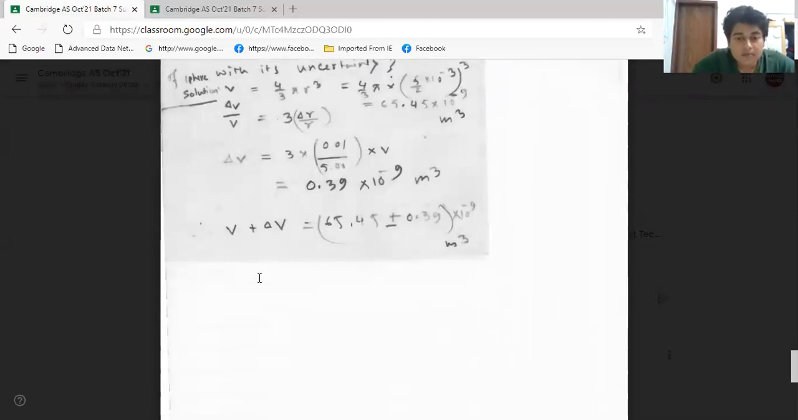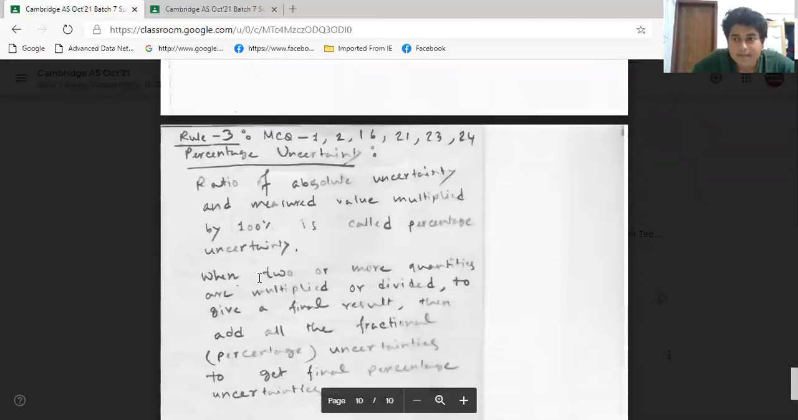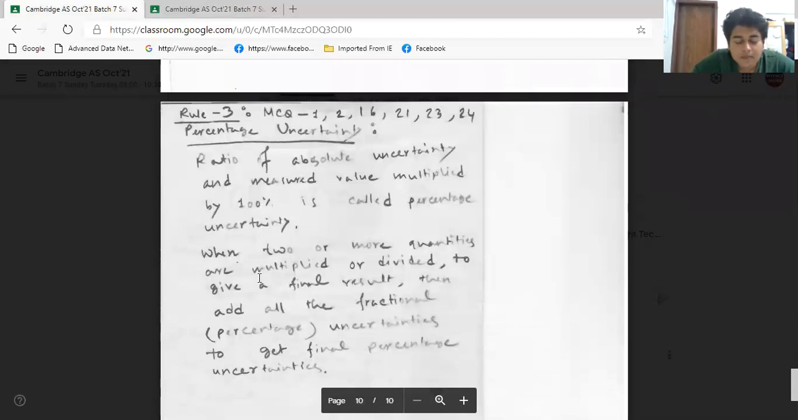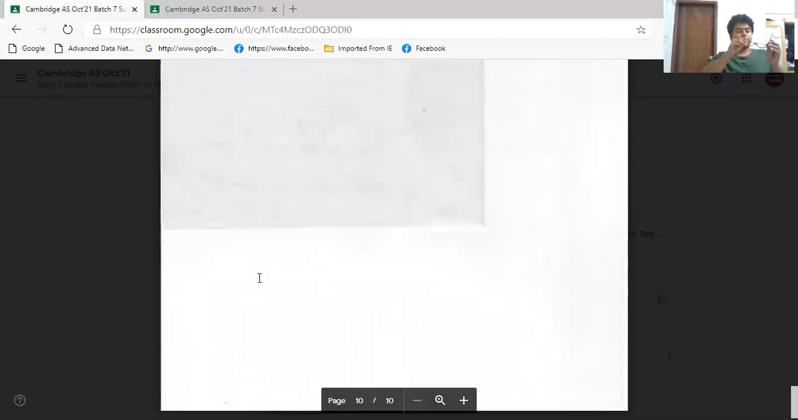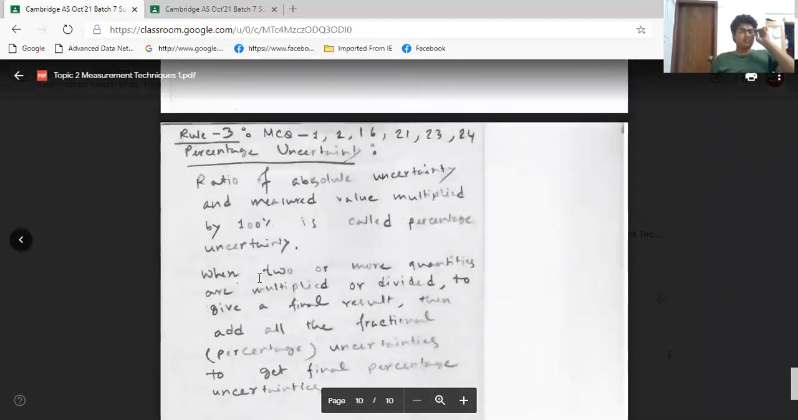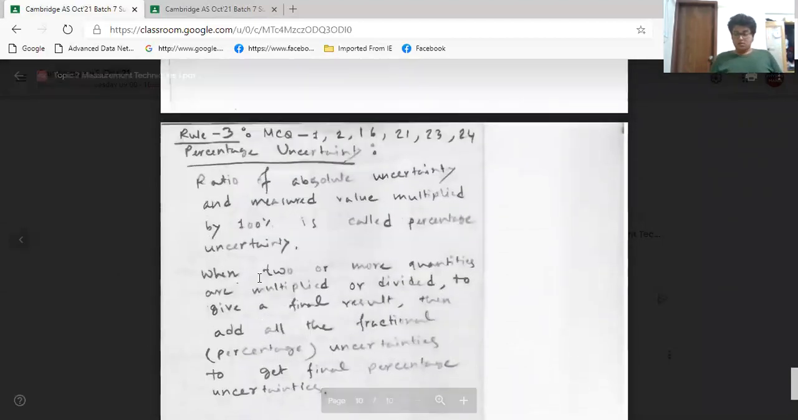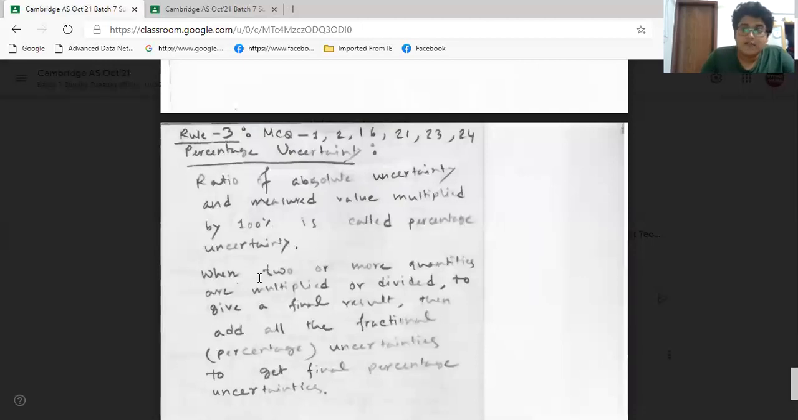Please go through it and try to understand. Again we will repeat, no problem, and then we'll understand more. So only this part is left, that is percentage uncertainty.